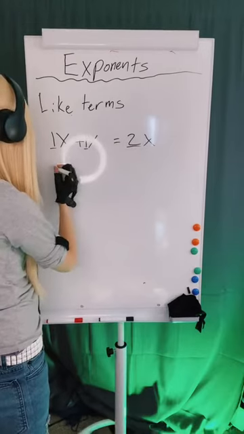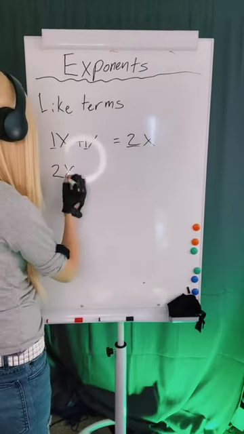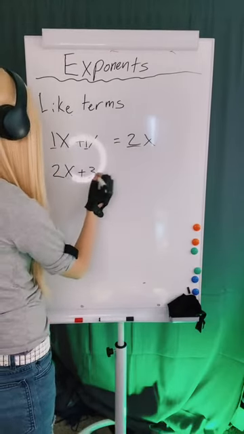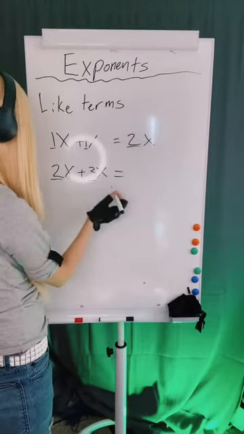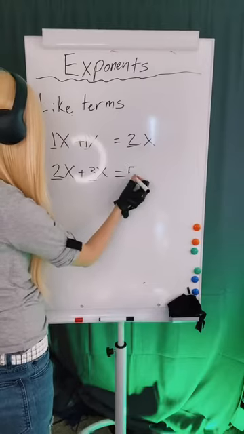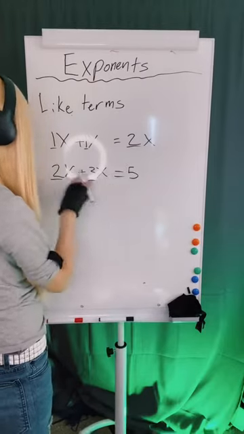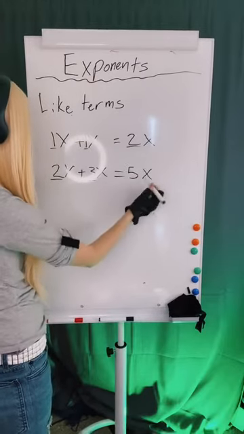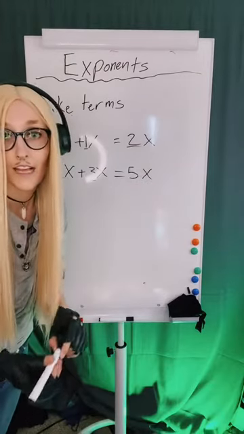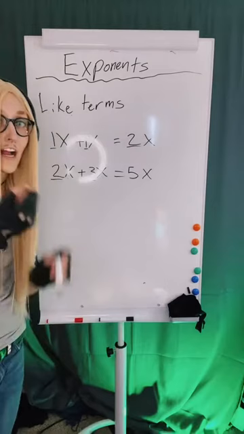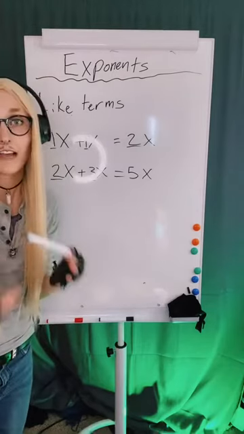Similarly, I could do 2x plus 3x, and I do 2 plus 3 to get me 5. I can do this because they're like terms, so I'd have 5x. That's a like term. You're adding the thing that's the exact same.